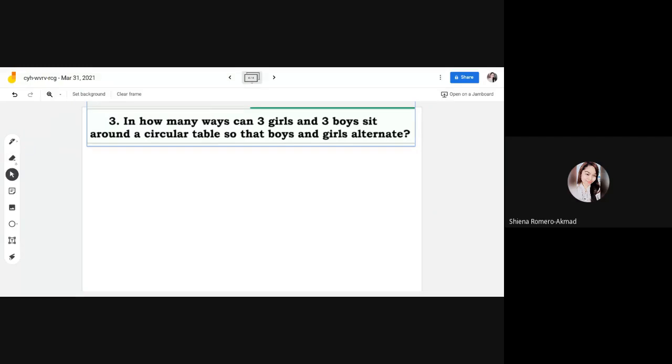So, kunwari ang nangyari ay naging 6 yung girls. 6 na yung girls. At 6 din yung boys. Siyempre, alternate sila, di ba? So, kailangan pareho sila ng dami. So, tingin ninyo, how can we solve this? Kunwari, I'll start with boys. Then, mamaya na si girls.